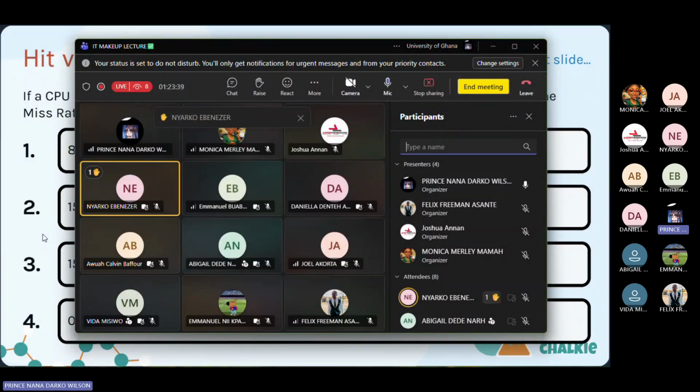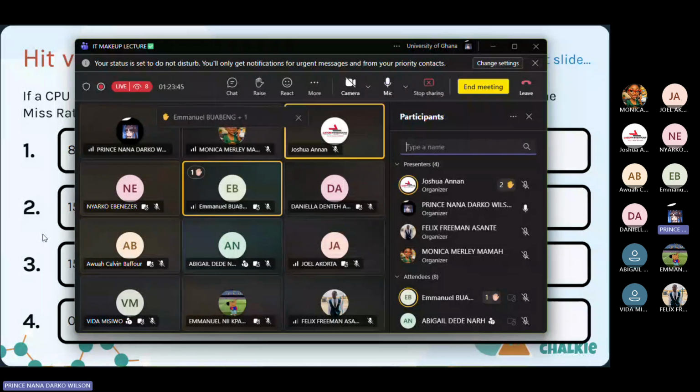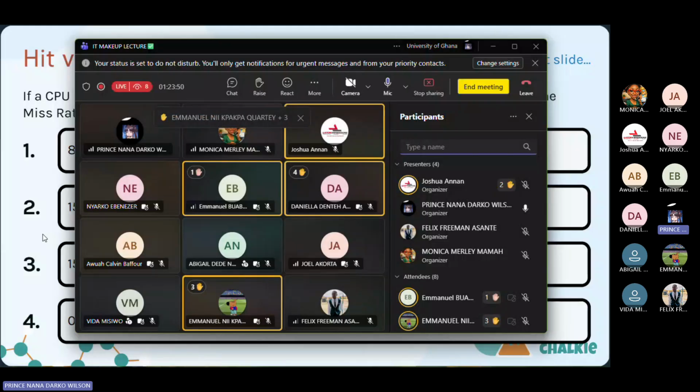Mr. Nyako, you want it? Okay. Mr. Emmanuel, you want it? That's good. Mr. Joshua, why? You don't want it, you want it. Are you hot or cold? Okay, looks like a majority wants it.